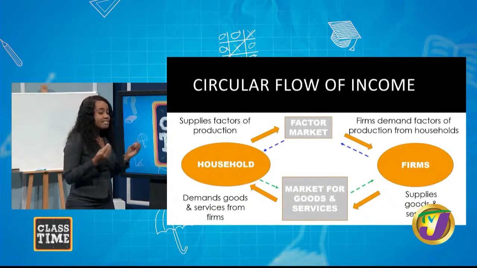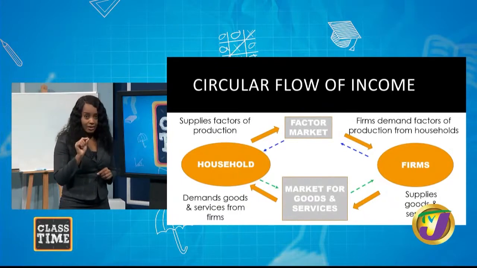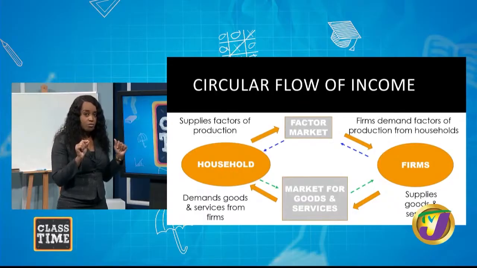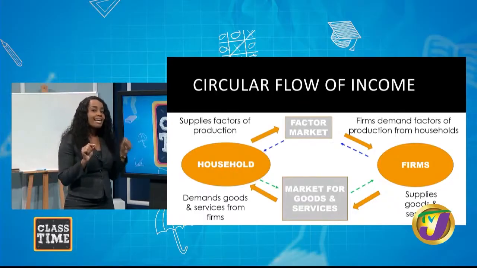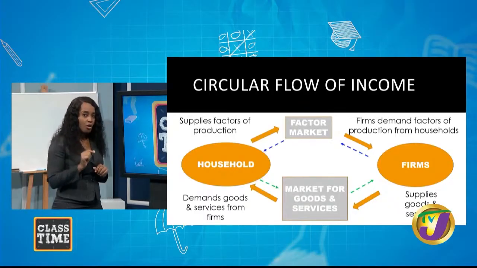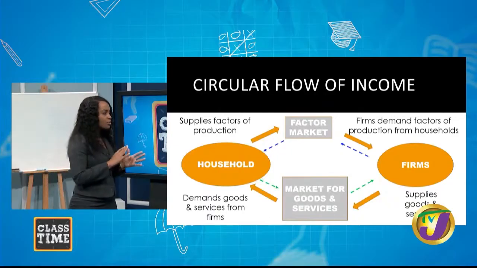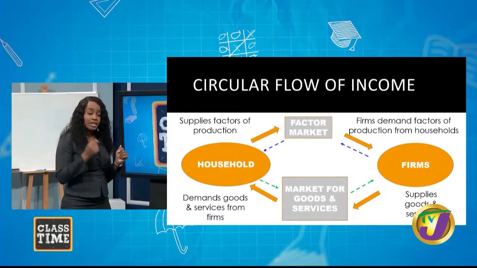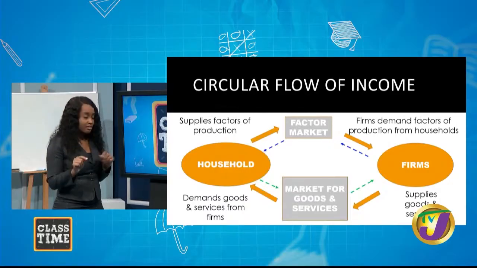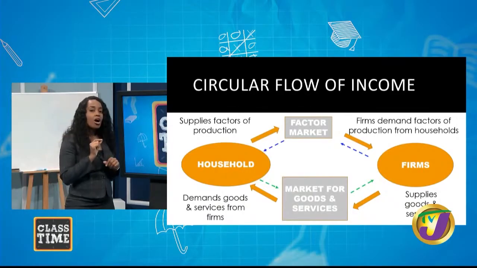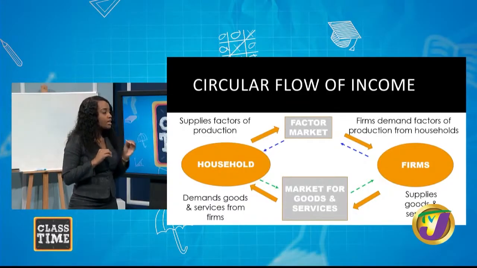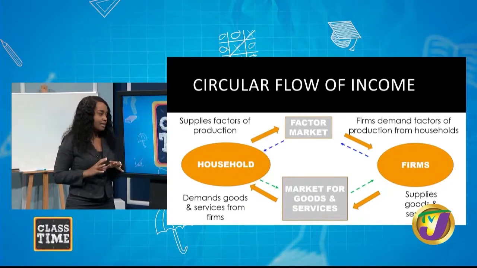So we notice what's happening. Firms are demanding factors of production from households, and they are supplying goods and services to households. We also know that households are demanding goods and services from firms, and they are also supplying factors of production. So they are both supplying and demanding.